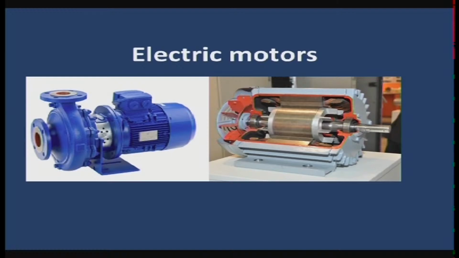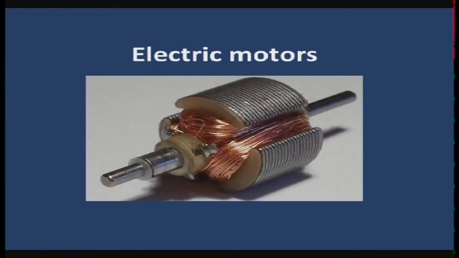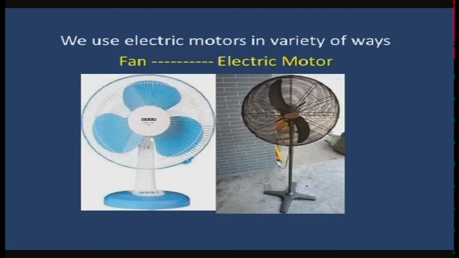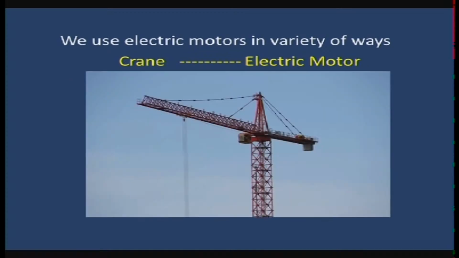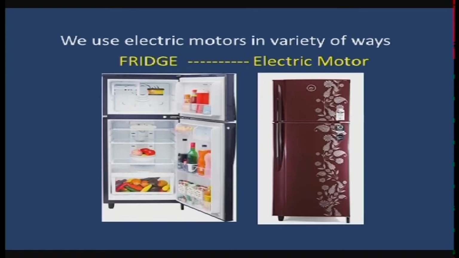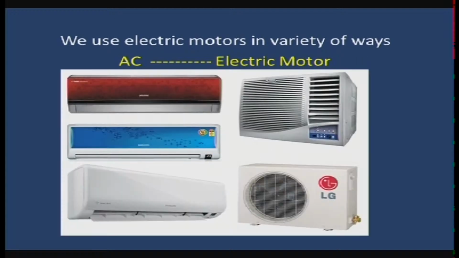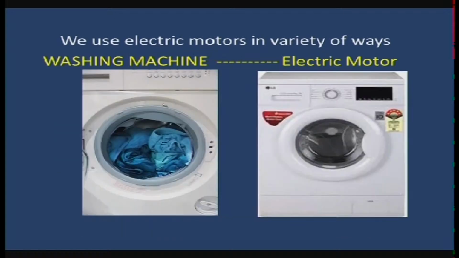These are submersible pumps which are used to draw water from the wells or sumps. This is the coil inside an electric motor. In fans we use electric motors. In grinders we use electric motors. In cranes we use electric motors. Refrigerators use electric motors to compress the air. Air conditioners use electric motors. Washing machines use electric motors.